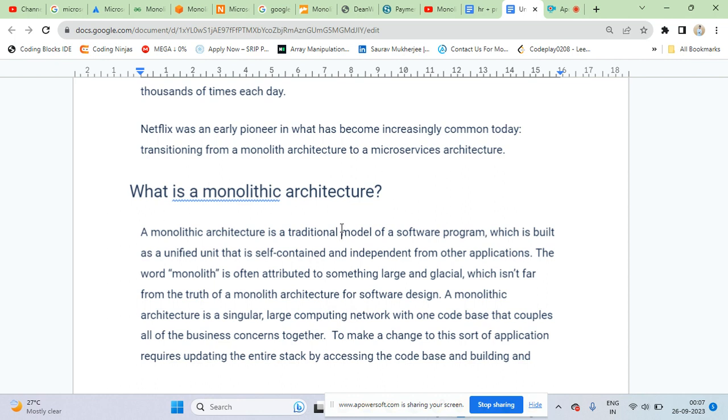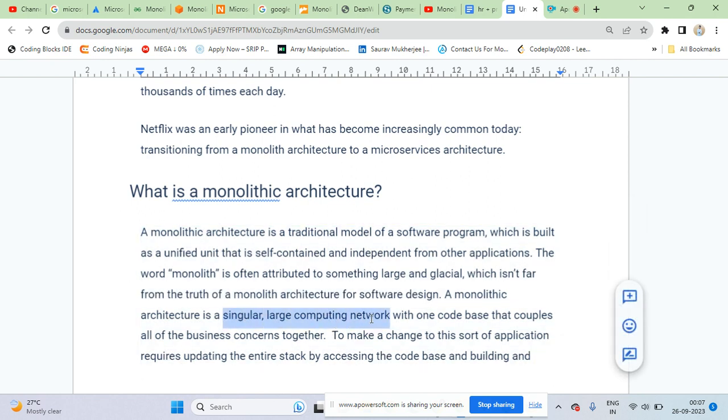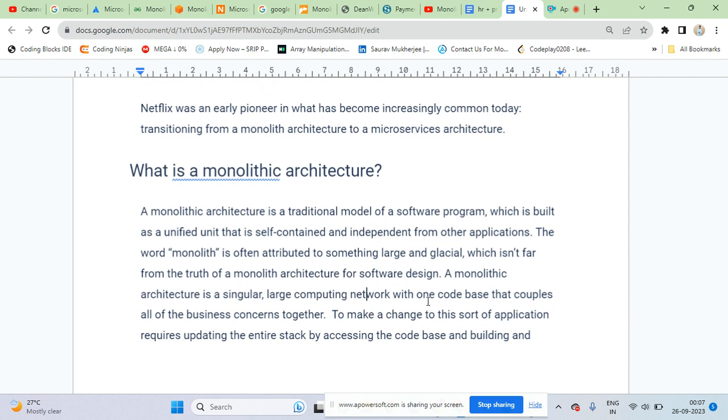Your monolith can be a really small application if your organization is small, if your data is small, if your user base is small. So that depends on the use case you are in. So, monolithic architecture: a monolith requires a singular large communicating network. One thing is sure: your code base would be singular, only one code base that couples all the business concerns together. It does not decouple anything.